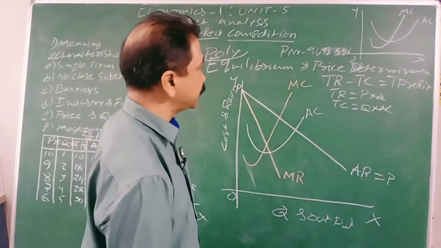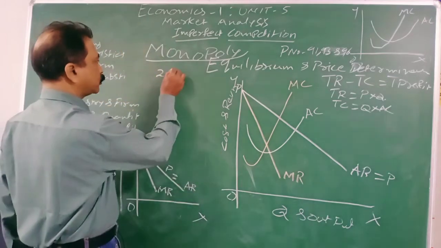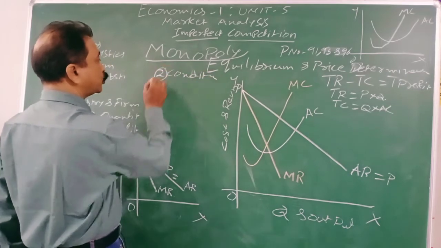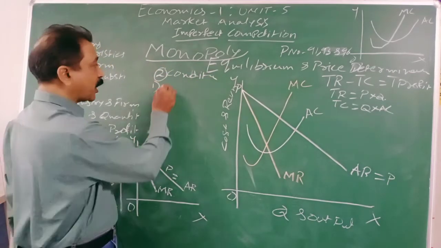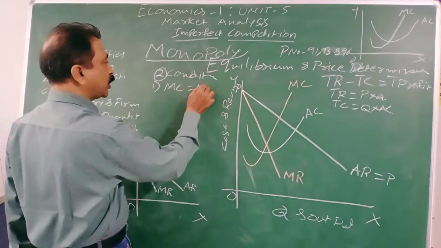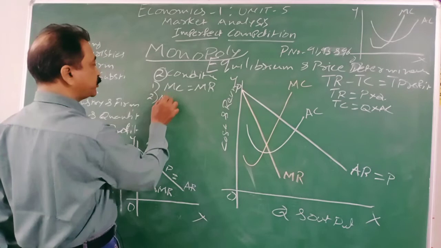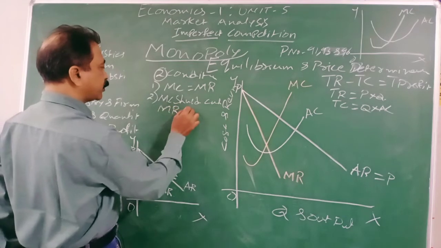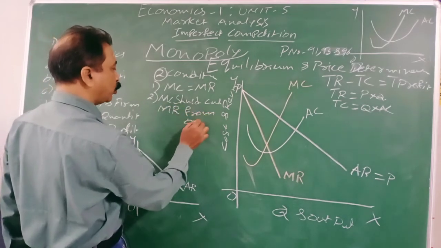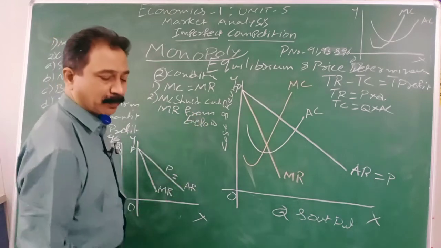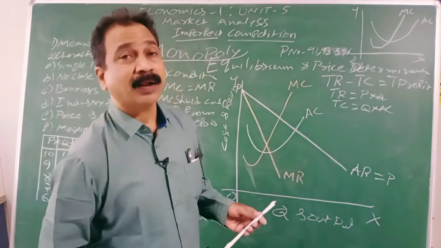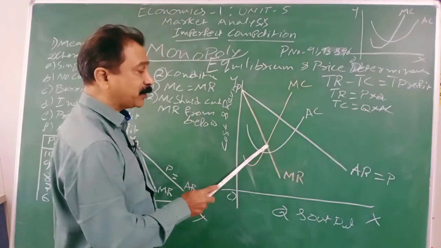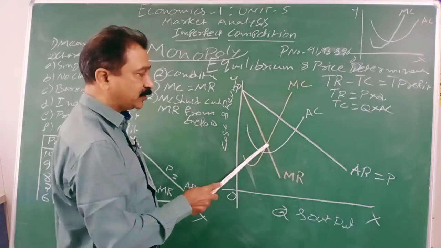Do you remember those conditions? There are two conditions. What are those two conditions? One, MC equals MR. Second, MC should cut MR from below. Do you remember those conditions? Even in the perfect competition equilibrium we have seen the same conditions. MC should cut the MR. Where do MC and MR become equal? MC and MR become equal here.